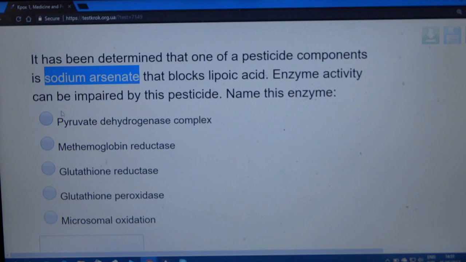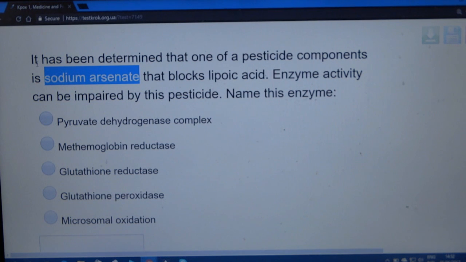Don't forget, this pyruvate dehydrogenase complex is actually made up of what? It's a complex, so it's made up of 3 different enzymes combined together. We have the E1, the E2, and E3. That's enzyme 1, enzyme 2, and enzyme 3. The E1 uses thiamine pyrophosphate as its prosthetic group. Prosthetic group means the non-protein part of an enzyme. Now, this sodium arsenate has an allosteric inhibition to TPP, that is the thiamine pyrophosphate.